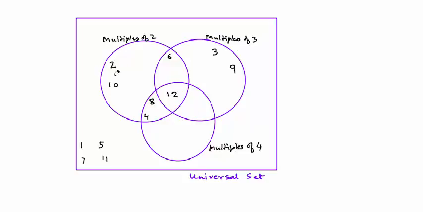And now if you count the total number of numbers, we have 1, 2, 3, 4, 5, 6, 7, 8, 9, 10, 11, 12. And that's exactly the number of numbers we have. And this is called a Venn diagram.